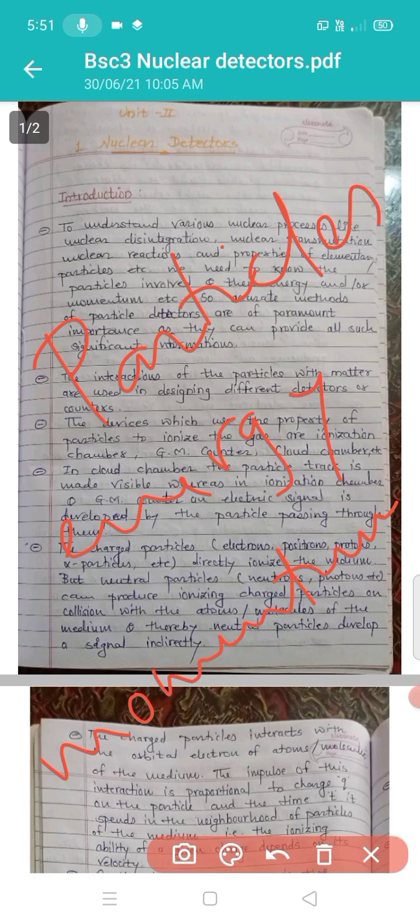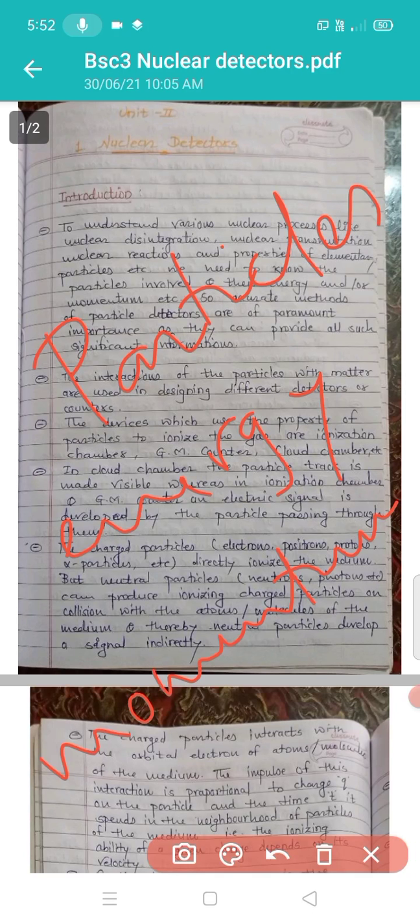To understand various nuclear processes like nuclear disintegration, nuclear transmutation, nuclear reactions and the properties of the elementary particles, we need to know the particles involved, and their energy and momentum. For this, detectors are used. The interactions of the particles with matter are used in designing different detectors. We also call them counters.